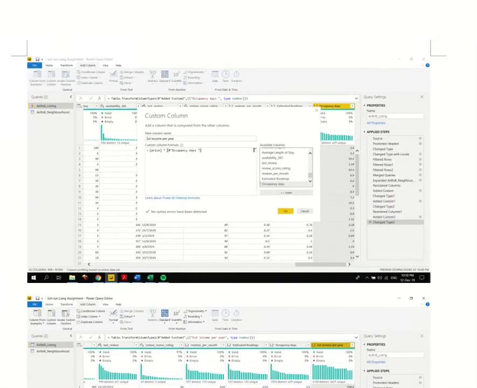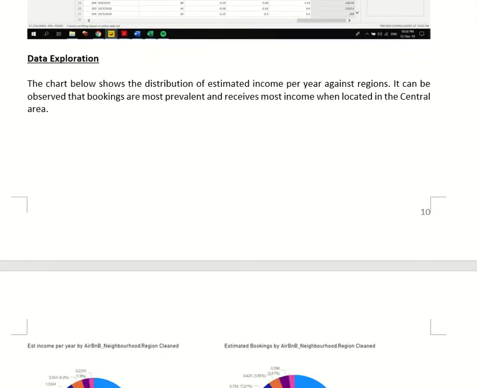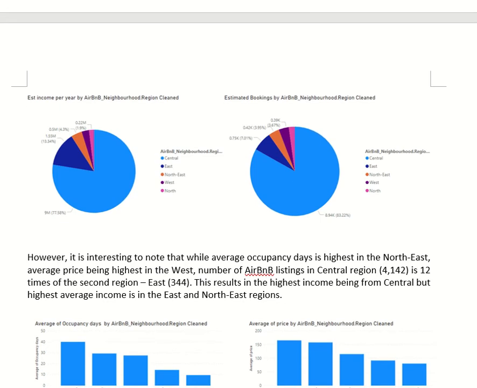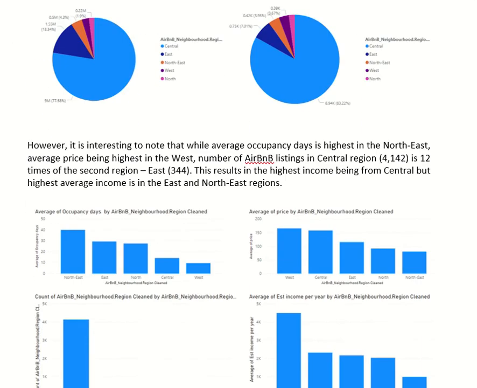Moving on from here, it's pretty self-explanatory in the report. For the data explanation, rather unsurprisingly, central areas receive the highest estimated income per year in terms of the total aggregate amount, and the highest estimated bookings per Airbnb. This is unsurprising because central areas tend to be better located. It's the center of all attractions in Singapore, so this is expected. Also, same logic as hotels, that's why they are located within the central areas.